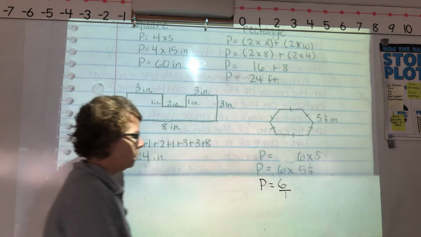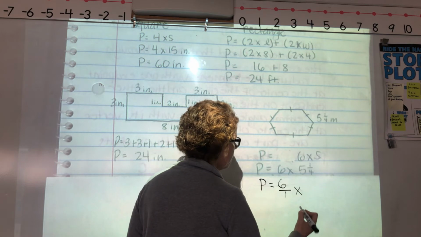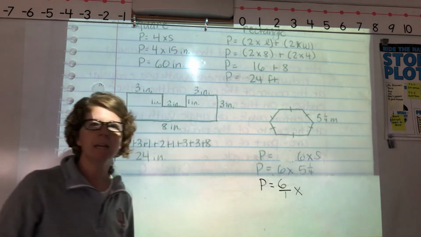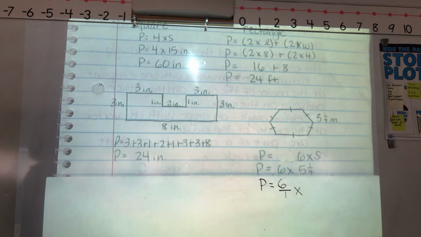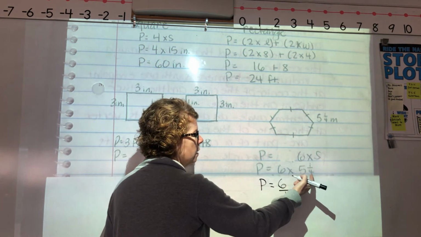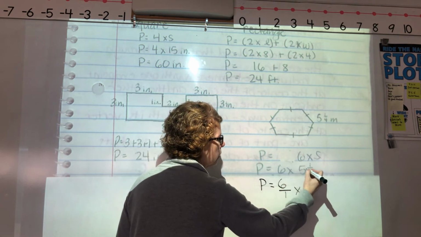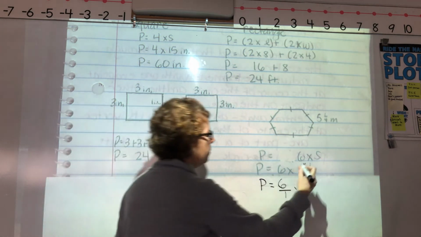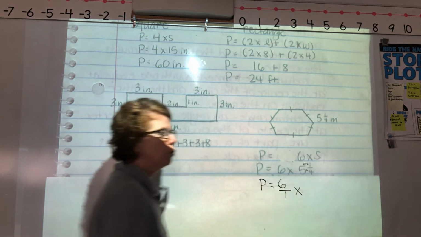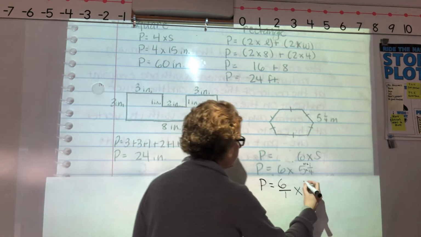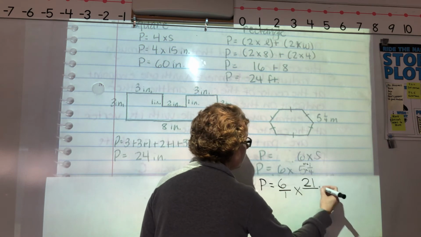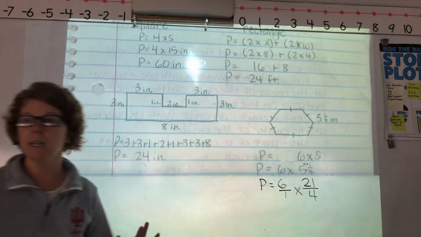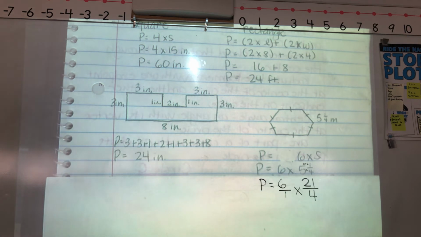Denominator is always 1. Times, now, I don't want to leave this as a mixed number either. I need to turn this into an improper fraction. So the first thing I'm going to do is multiply my denominator times my whole number. 5 times 4, 20. I have to add it to my new numerator: 20 plus 1. So I know my new numerator is going to be 21. Denominator always stays the same. I'm not doing anything with my denominator there. So now I can multiply 6 over 1 times 21 over 4.